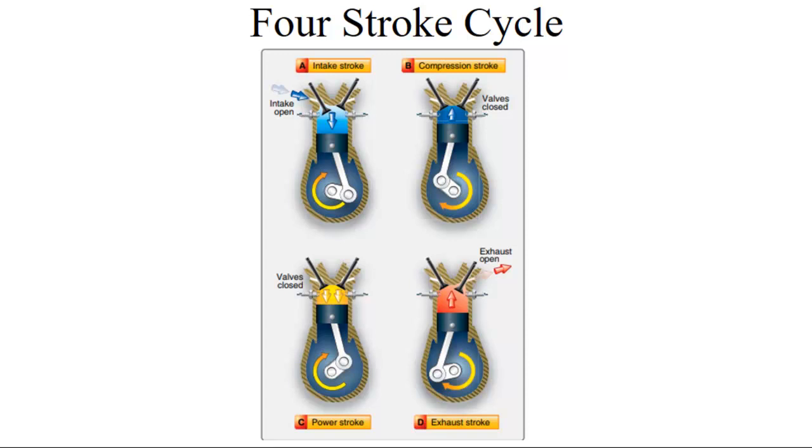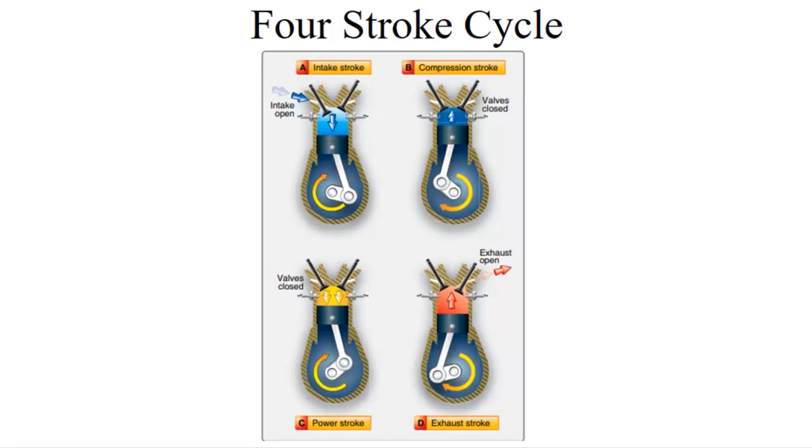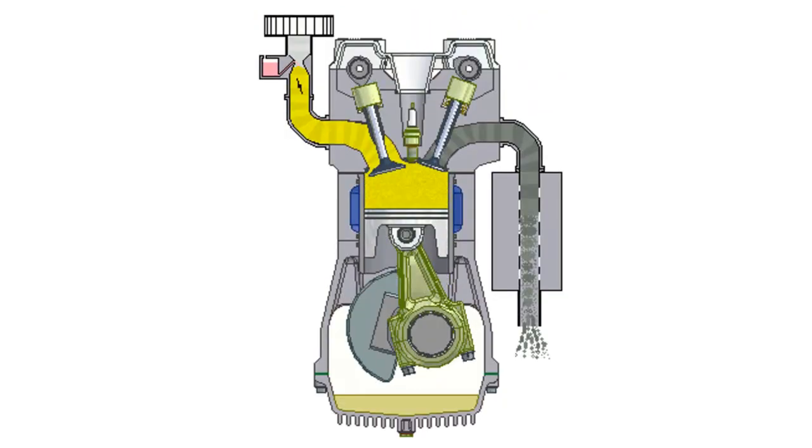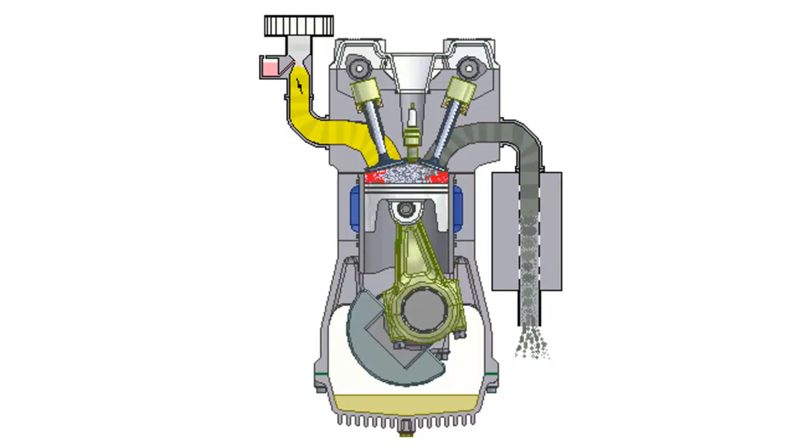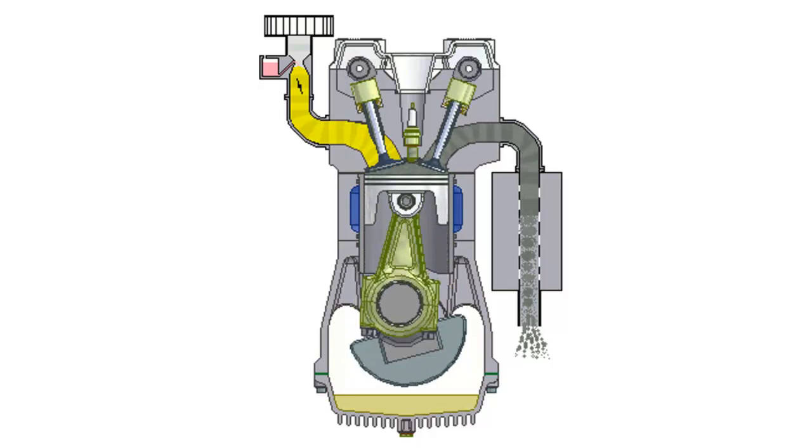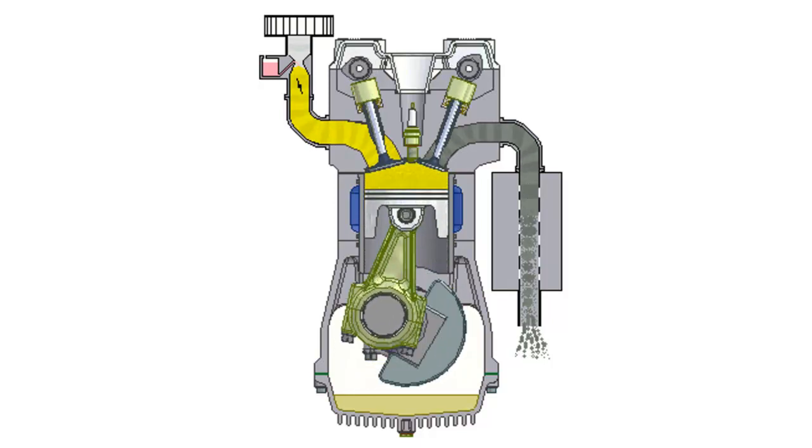The intake and compression is one revolution of the crankshaft. The power and the exhaust is another revolution of the crankshaft. Here's an animation of it moving really slowly so that you can see what's going on here.